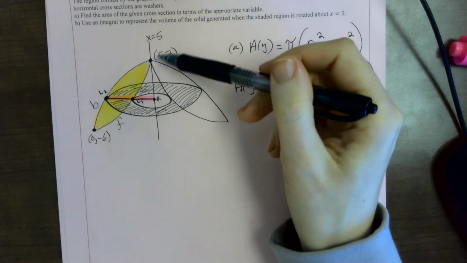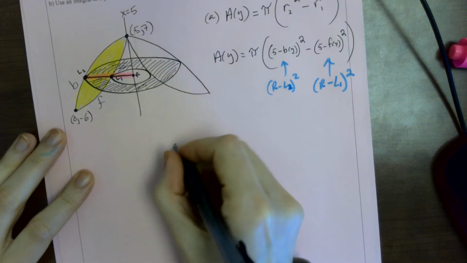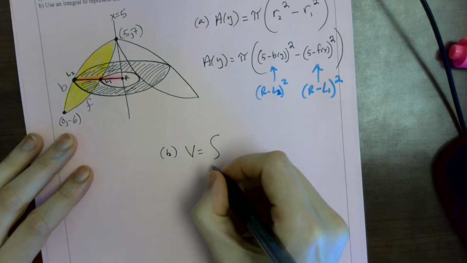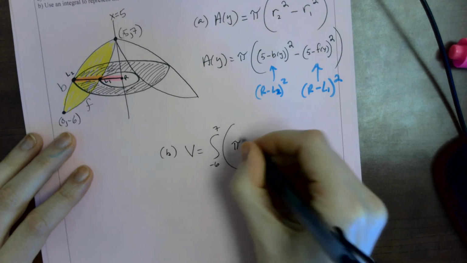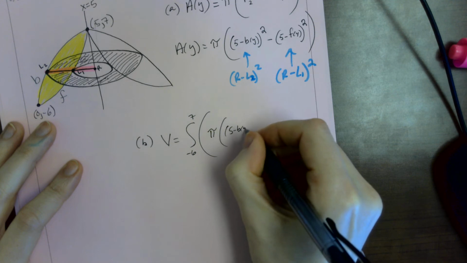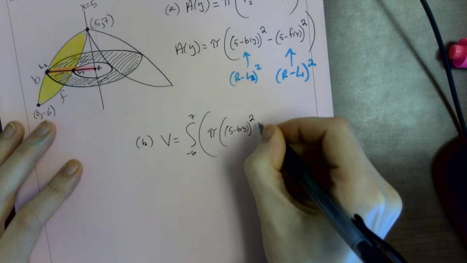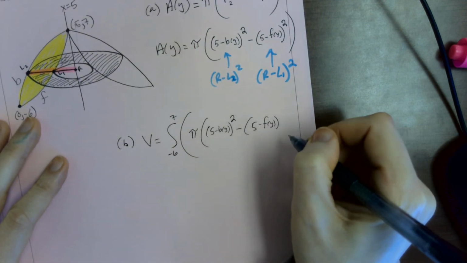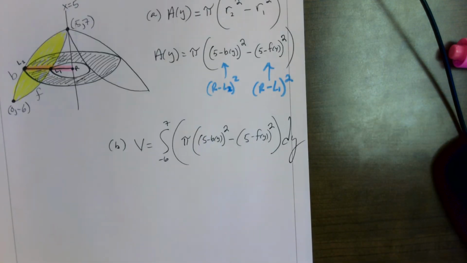Now for the volume, guys, you just have to add up an infinite number of these washers. So for part B, volume is the integral. Now these are y values. Lowest is -6, highest is 7, and then you just put this inside. Be very careful with your parentheses. There's a lot of them. Squared minus f of y squared dy. You need that dy at the end.